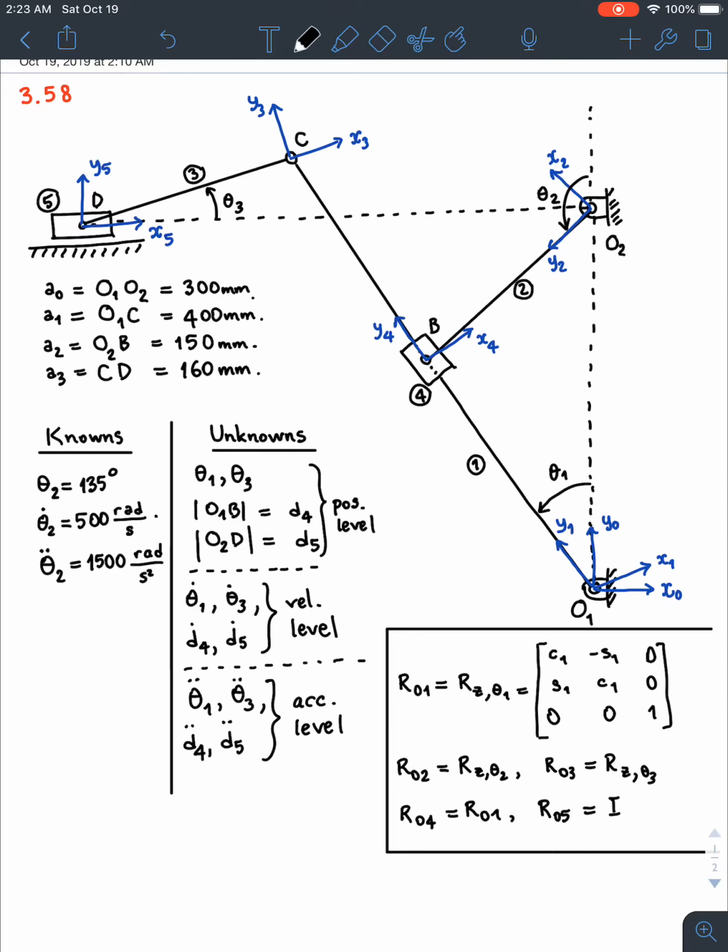R04, which is the rotation matrix of the slider, a fourth link, with respect to the 0th frame, is actually equal to R01 because the fourth link rotates exactly in the same way as the first link rotates. Indeed, it is a link that slides on the first link, so it must rotate the same way. R05, on the other hand, the fifth set of axes look exactly in the same direction as the 0th axis. So R05 is the identity matrix. There is no rotation of the fifth frame with respect to the 0th frame. It just translates. Okay. So far so good.